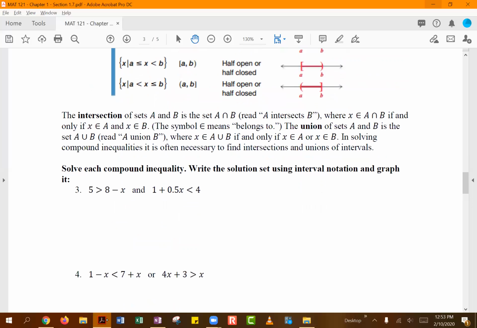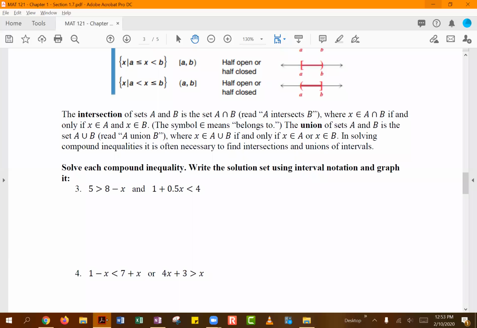So we'll start here with our intersection and union of sets. So here's what I'm thinking for Wednesday. I was really hoping to finish this today, but that's all right.